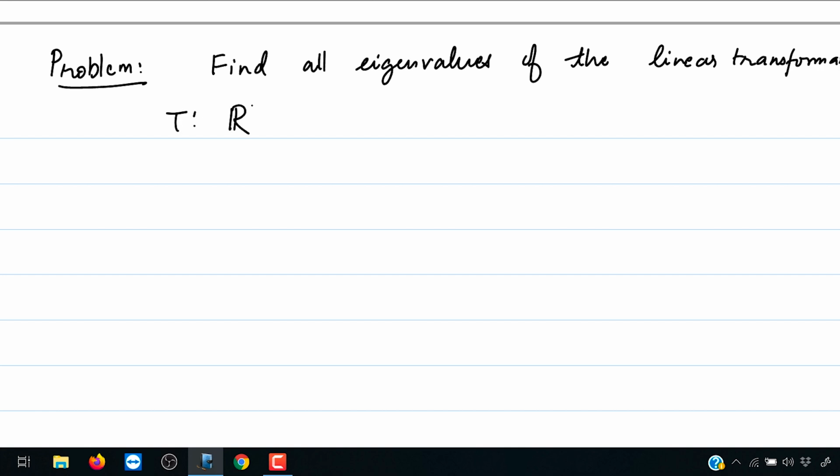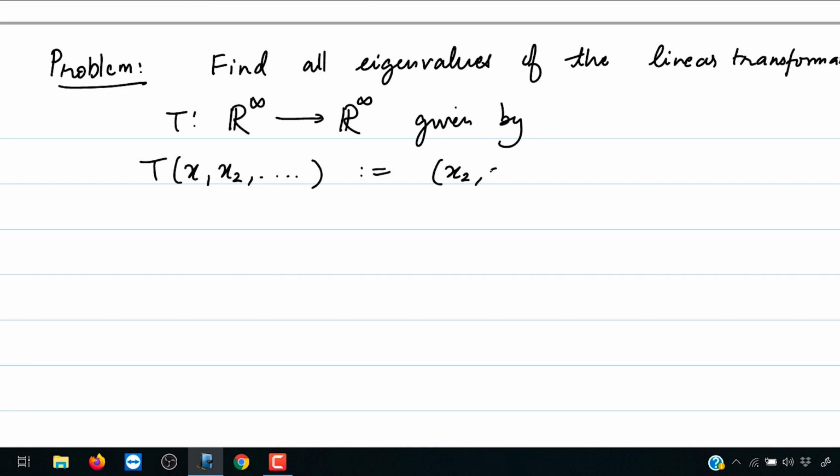T from R infinity to R infinity given by, this is the left shift operator. If you recall what that is, T of (x1, x2, ...). So R infinity was the vector space of all sequences x1, x2 and so on. And what was this map? Let me again define it for you. This is just (x2, x3, and so on). So find all eigenvalues and the corresponding eigenvectors.